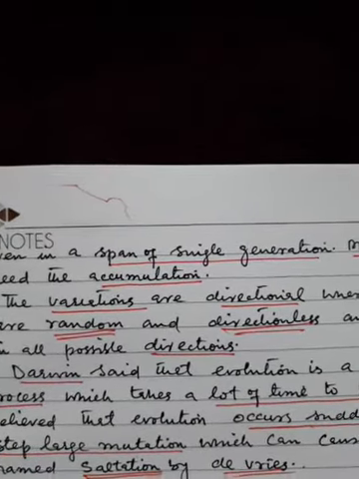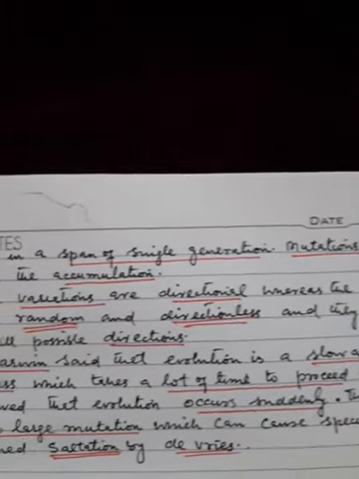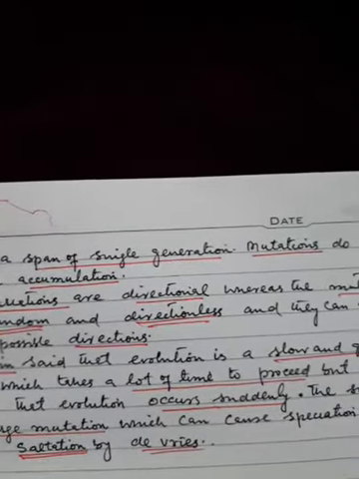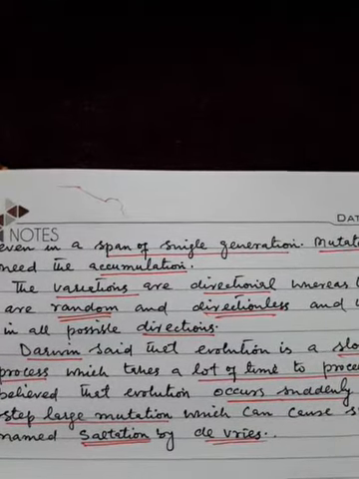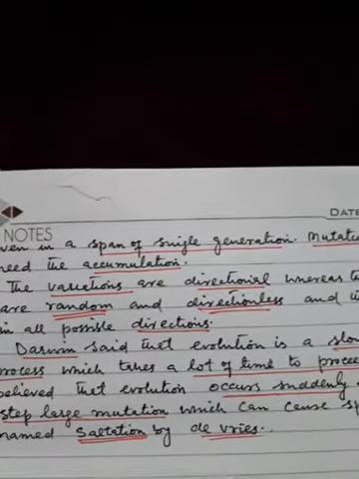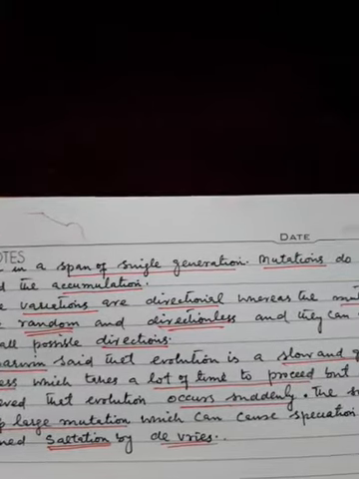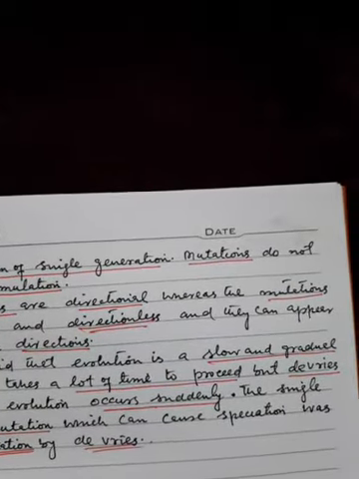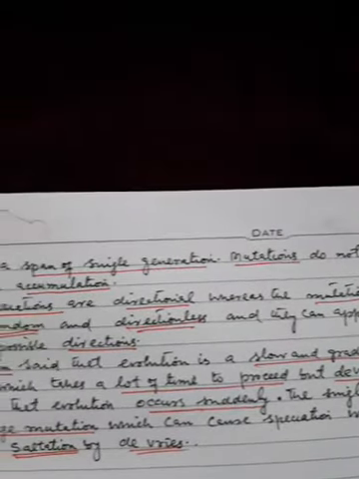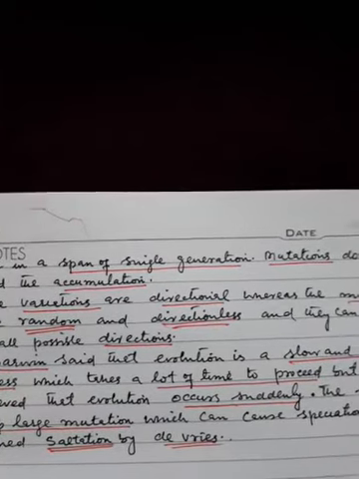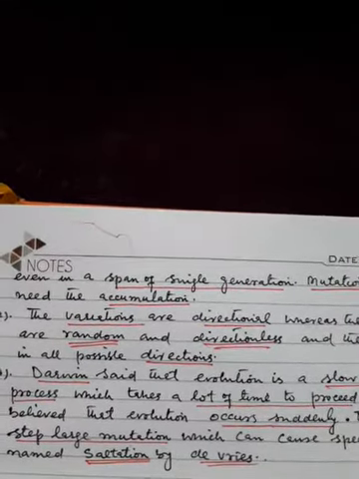Number second, the variations are directional, whereas the mutations are random and directionless, and they can appear in all possible directions. Darwin said that evolution is a slow and gradual process which takes a lot of time to proceed, but Hugo de Vries believed that evolution occurs suddenly. The single-step large mutation which can cause speciation was named saltation by De Vries.